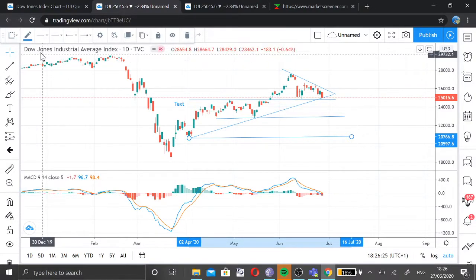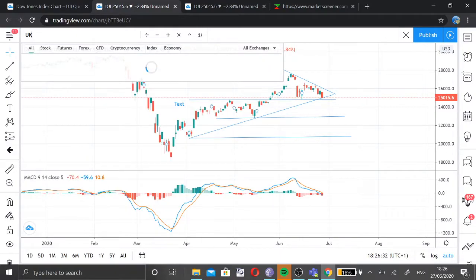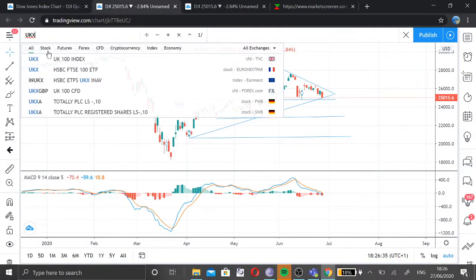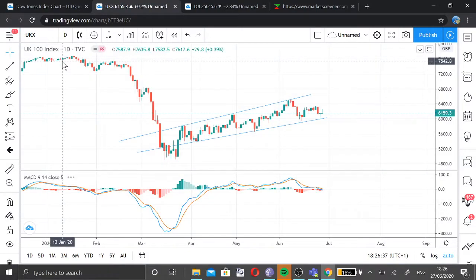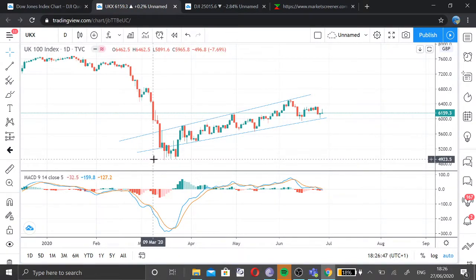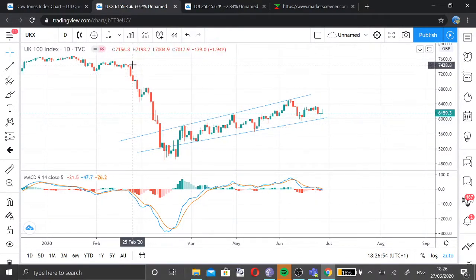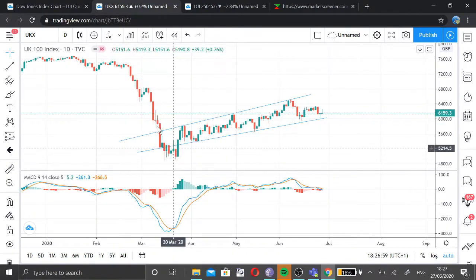Let's have a quick look at the FTSE 100 index as well. So I'll type the ticker UKX over here, which will show the UK 100 index. This is again a daily chart. You can see the FTSE has been trading in a nice horizontal upward slanting channel after the massive drop due to the COVID virus pandemic.